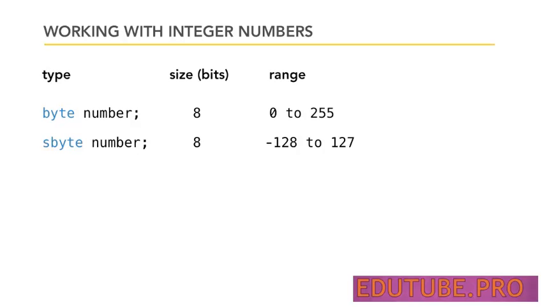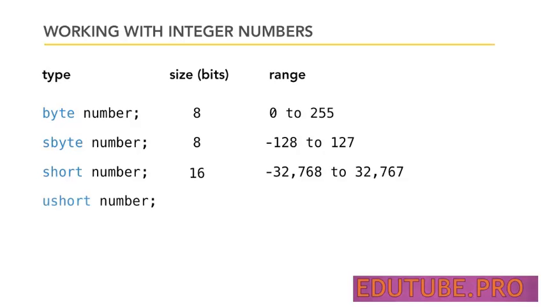Similarly, there's a data type called a short. The short is 16 bits or 2 bytes, and that can hold negative 32,768 up to 32,767. Now notice, unlike byte, shorts are signed by default. So if you want to use an unsigned version of this, you have to use the ushort, which stands for unsigned short. It's also 16 bits, and it can hold a number from 0 to 65,535.